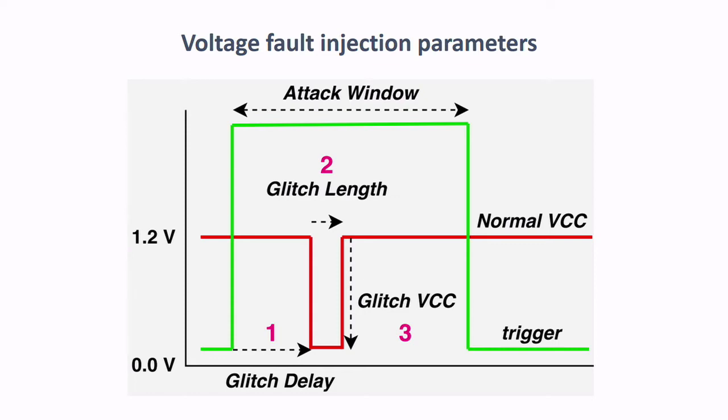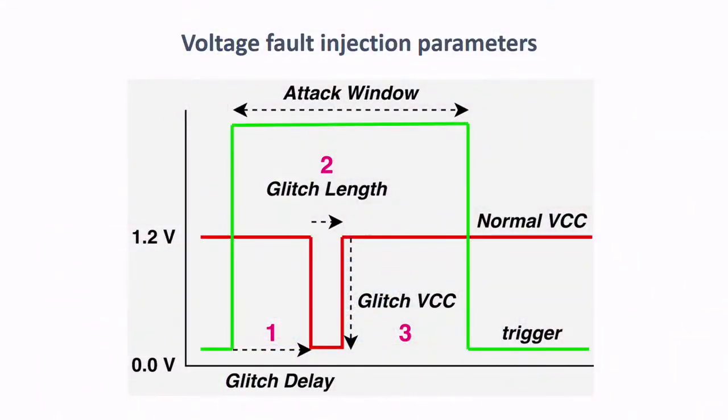The first parameter we have to take care of is the time we wait between the moment the trigger signal goes up and we inject the glitch. That's the glitch delay. And we want to randomize this within the window, because we do not know exactly where that operation is happening. We only know that it's between the two green edges. Then we need to figure out how long the glitch will be. That's the glitch length, parameter 2. And then we need to figure out the amplitude of the glitch. That is parameter 3.